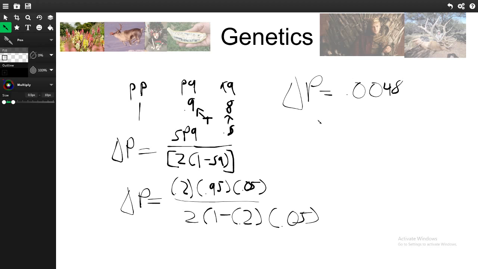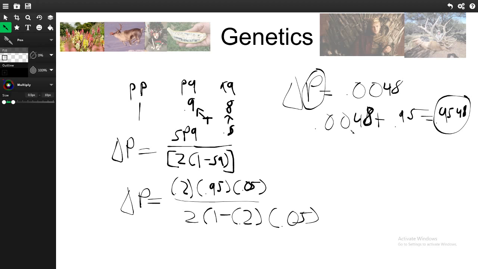So this would be, in this case, the 0.0048 value that we just found. That's not an 8, but that is okay. Plus 0.95, which gives us a value of 0.9548. And this, again, isn't the frequency of the heterozygotes. This is the new P frequency.